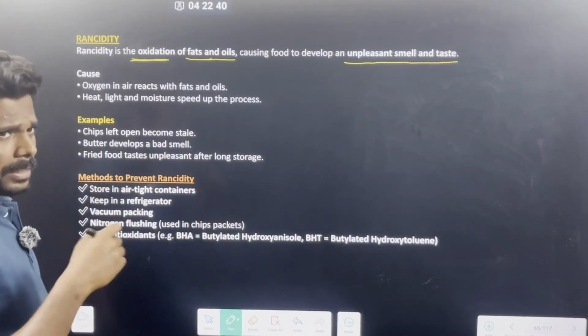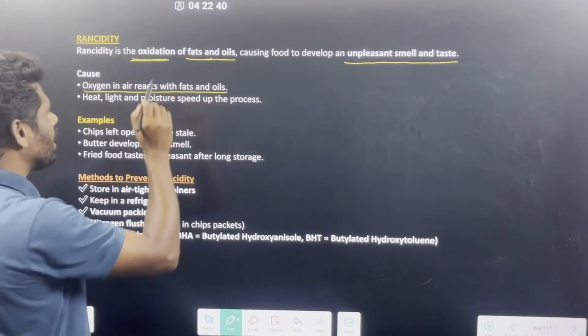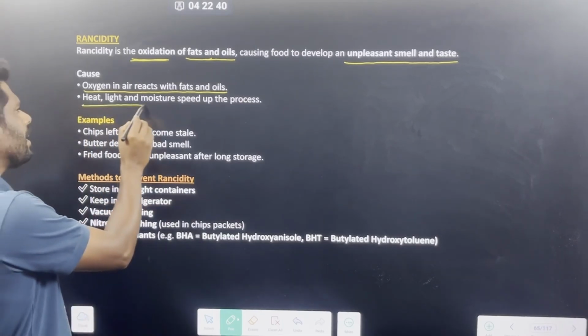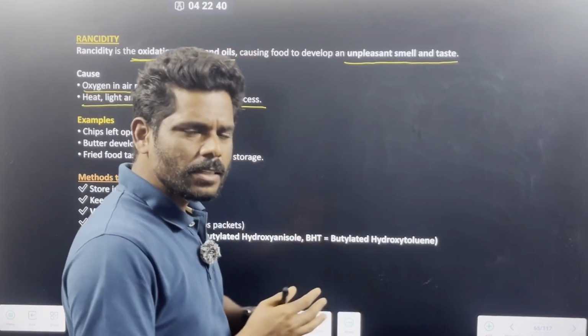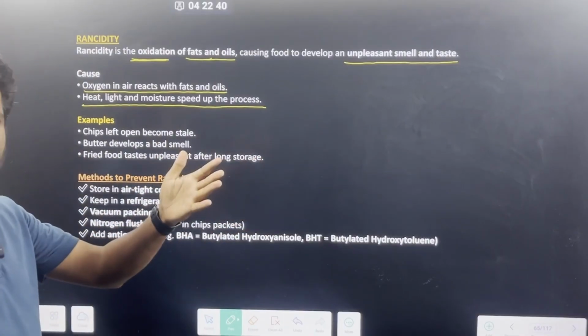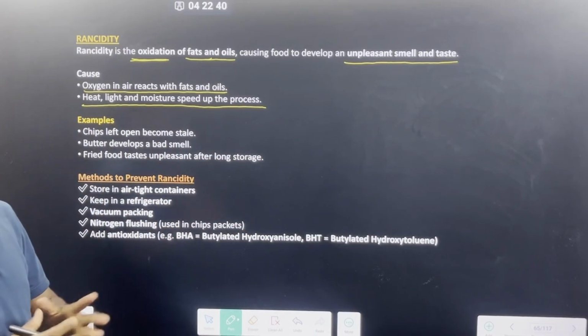The cause of rancidity is oxygen in the air, which, as we said, reacts with the fats and oils. Obviously, heat, light, and moisture speed up this process. Definitely, when sufficient heat, sufficient light, and even moisture, that is water, are present, the rancidity, the oxidation of the food, becomes even faster, spoiling it.